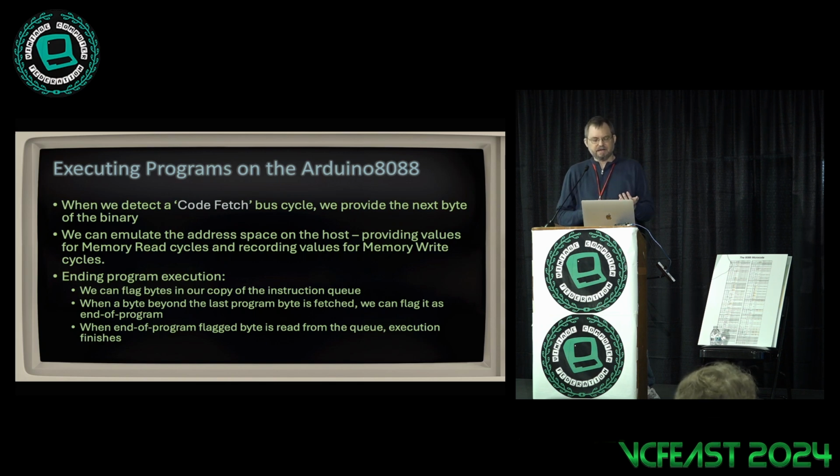And how do we do this though? So remember that code fetch bus cycle. We know that is a signal that the 8088 is prefetching. So when we see code fetch, we feed it a byte on the data bus, the next byte in the binary. And we can emulate the address space in the host, so when it reads or writes some memory, we just give or save the bytes that come over the data bus. And by monitoring the state of the instruction queue, we can even determine when our little program ends.